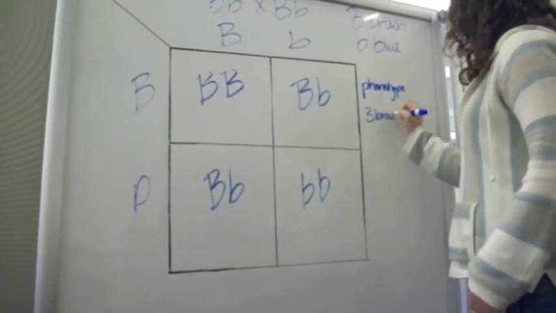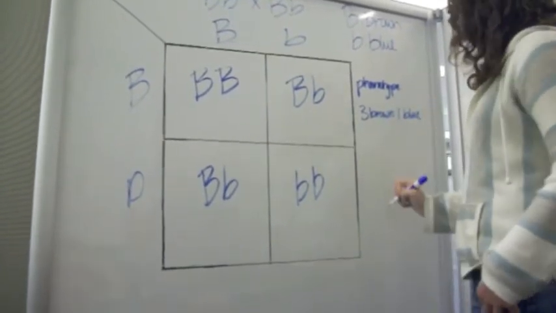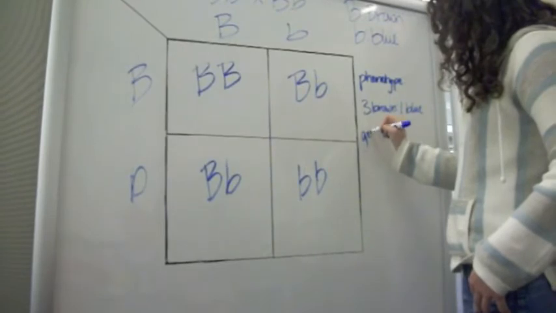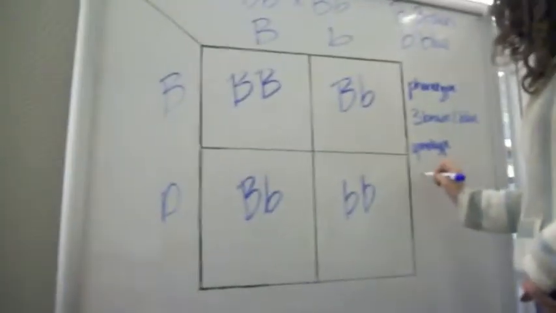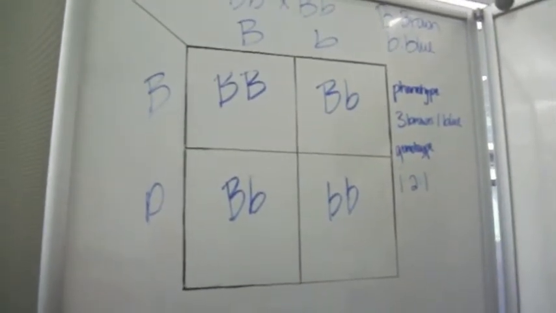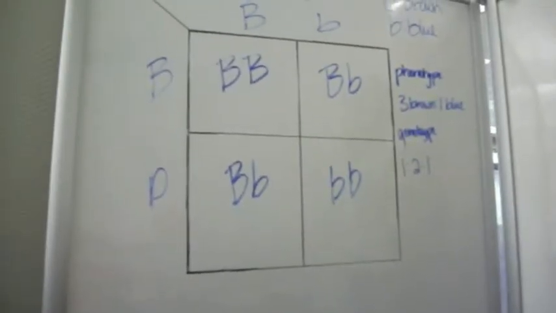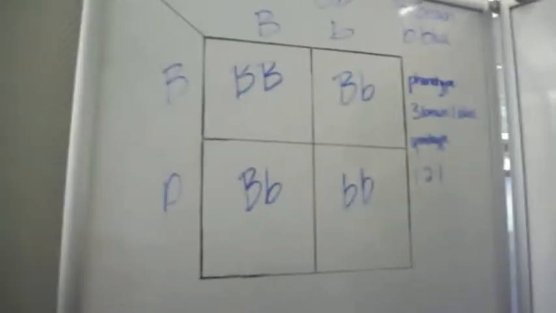There is 1 homozygous for brown eyes, 2 that are heterozygous for brown eyes, and 1 homozygous for blue eyes, giving us a genotypic ratio of 1 to 2 to 1. So these are the expected results for a monohybrid cross between 2 heterozygous genes.